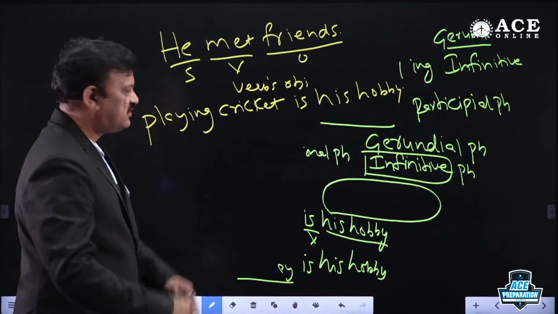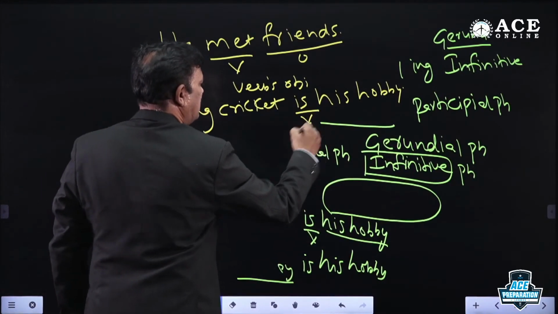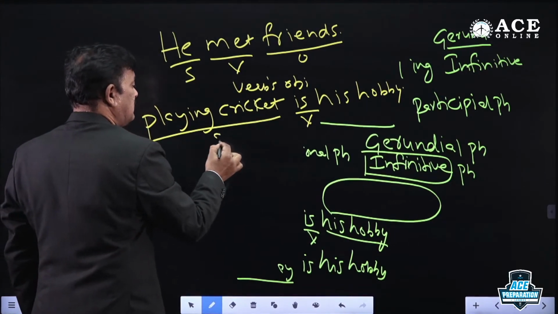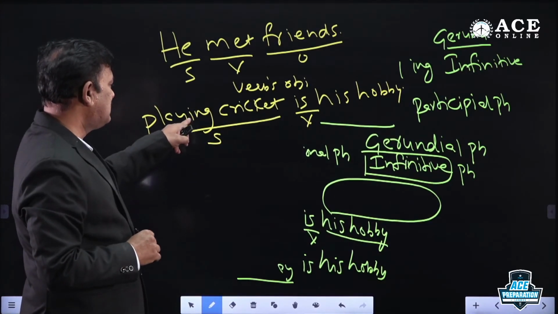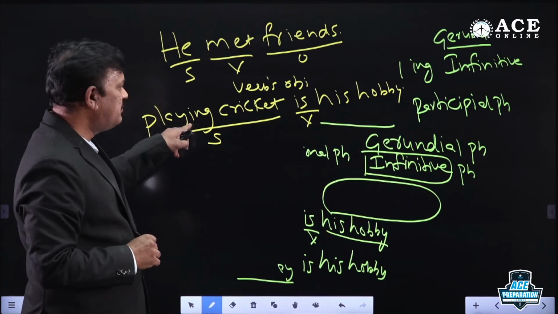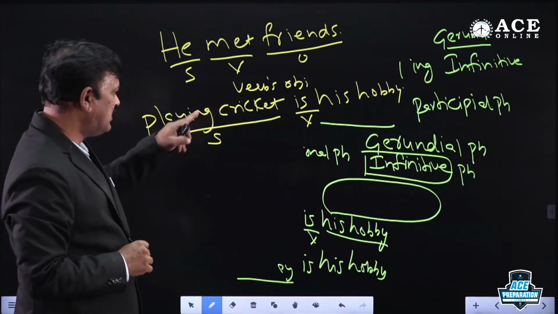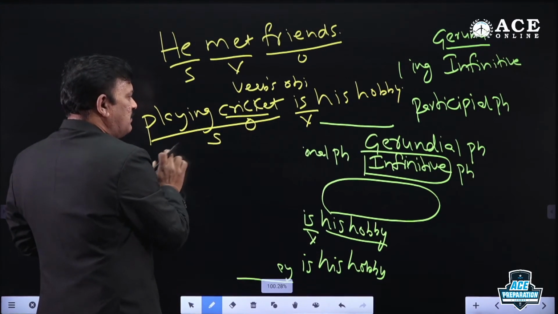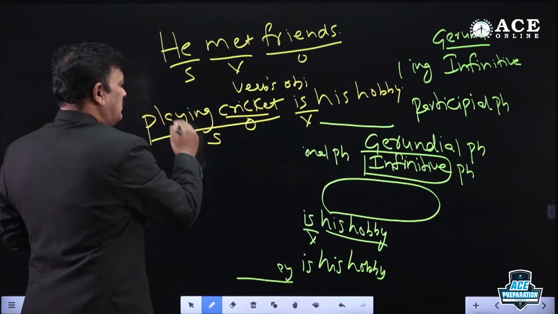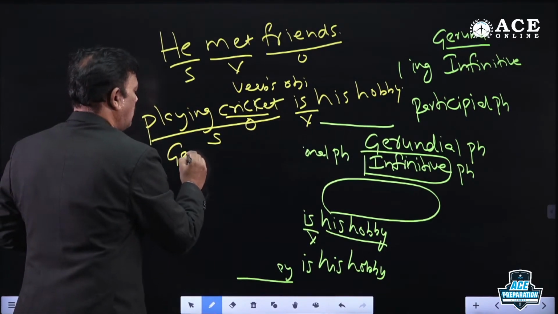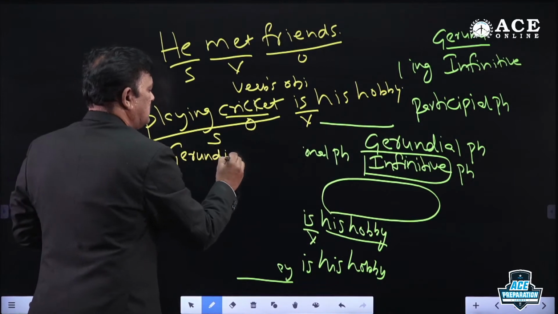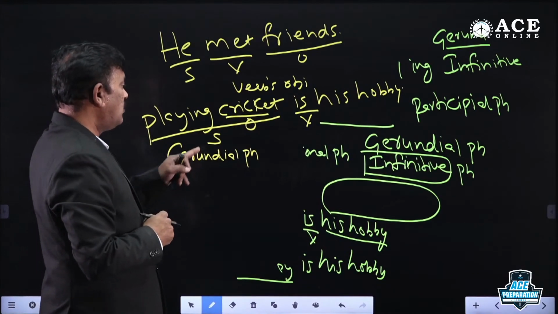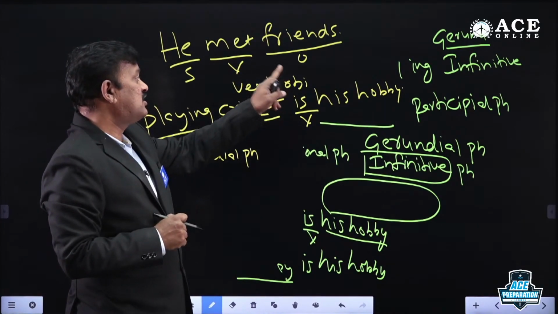Once again, you give me the structure. Obviously, verb. What is his hobby? Now I have two words in a subject. And see, this is in the form of a verb used as a noun. So obviously this is a gerund, and cricket is the object of this gerund. Because I have a group with a gerund, this is called a gerundial phrase. Very simple.